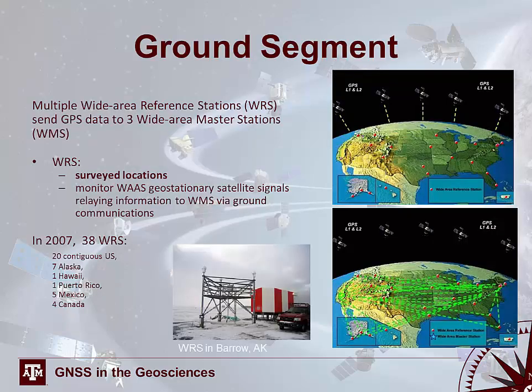The ground segment is composed of multiple Wide Area Reference Stations, or WRS, which send GPS data to three of the Wide Area Master Stations, or WMS. The WRS are survey locations which monitor WAAS geostationary satellite signals and relay that information to the WMS via a ground communication. In 2007, there were 38 WRS present and active. You can see the list here. It's not only throughout the US, but also Mexico, Canada, and Puerto Rico.